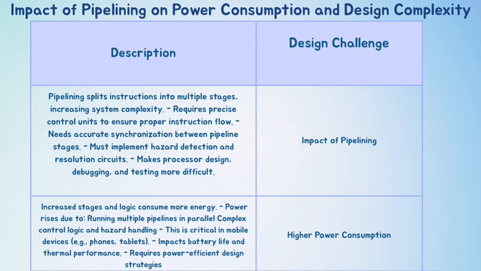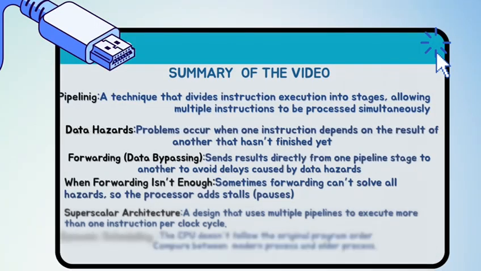Here we compare two things. Impact of pipelining: pipelining splits instructions into multiple stages, increasing system complexity. It requires precise control units to ensure proper instruction flow and needs accurate synchronization between pipeline stages. The second thing is higher power. Increased stages and logic consume more energy. Power rises due to running multiple pipelines in parallel, complex control logic and hazard handling.